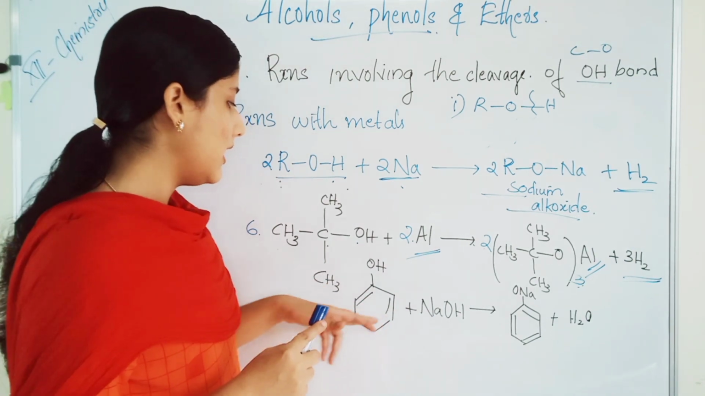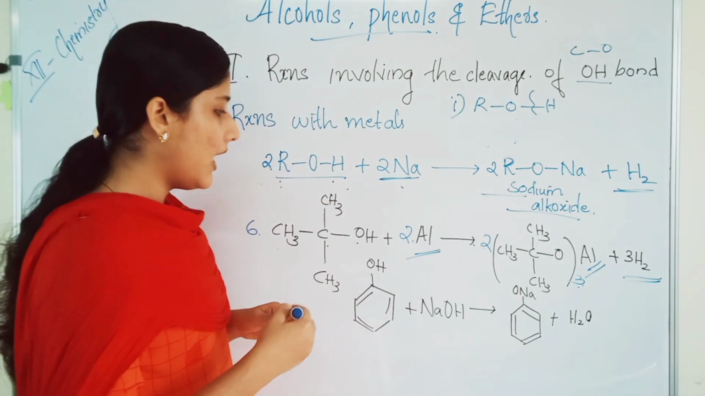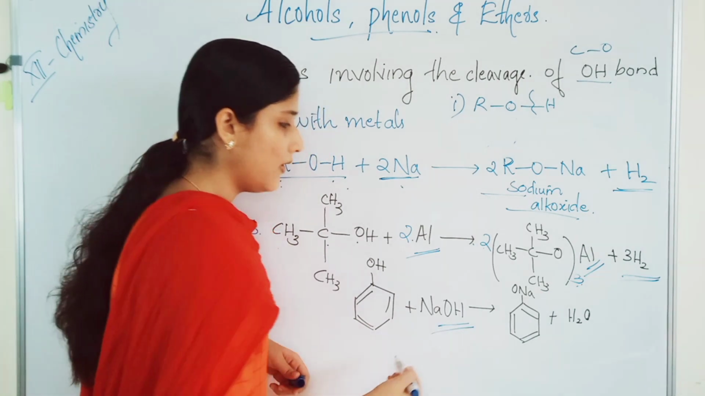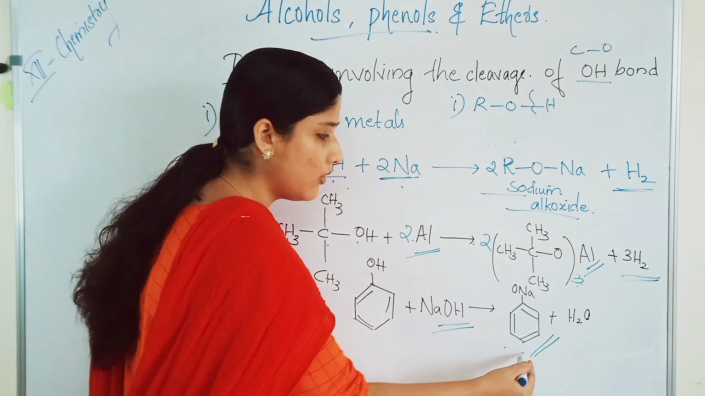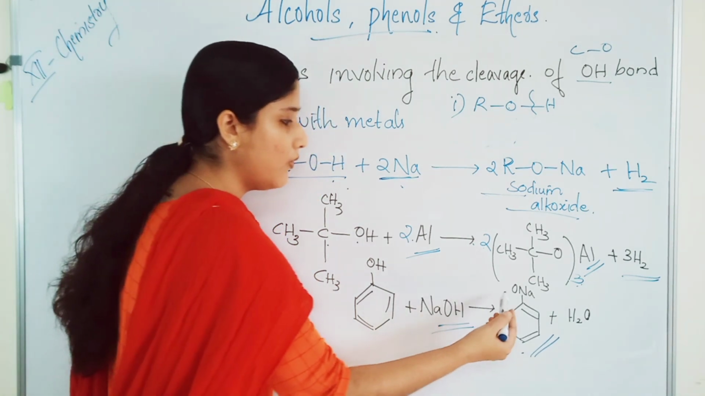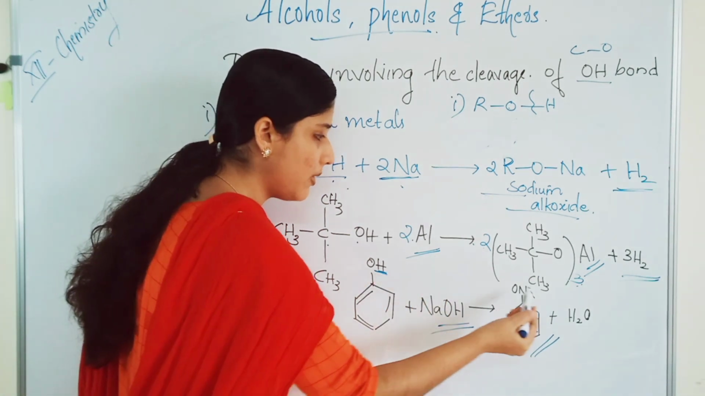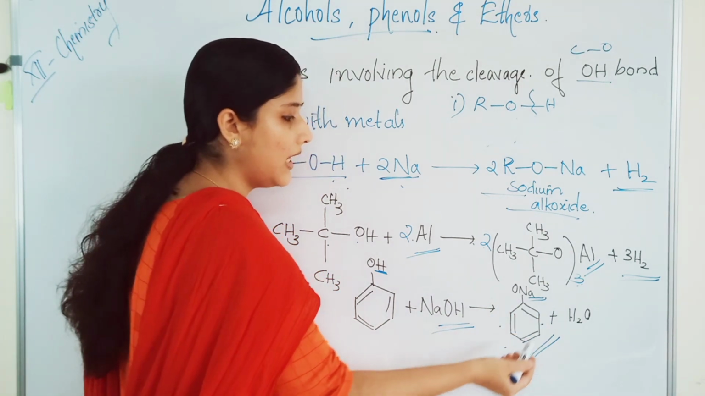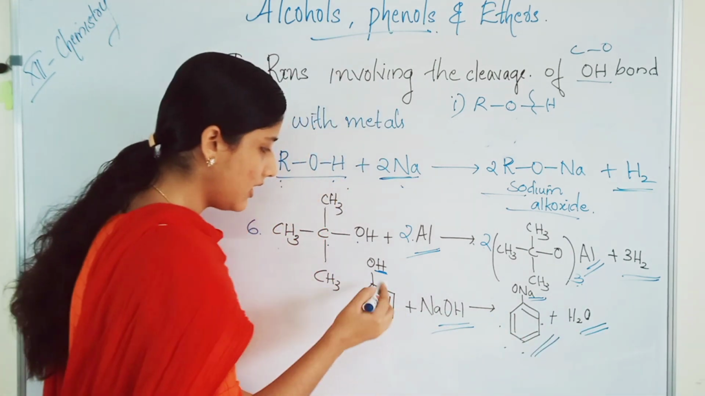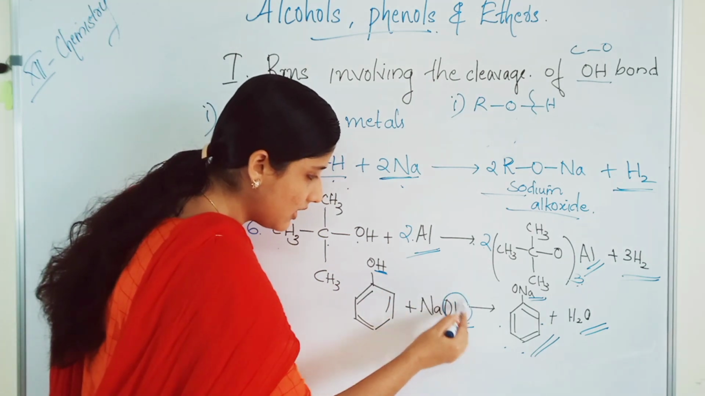Similarly, phenols also react with sodium hydroxide. If to phenol we add sodium hydroxide solution, we will get sodium phenoxide, because it is a phenol. The hydrogen will be replaced by the sodium metal. So you will get sodium phenoxide plus H2O, because here water elimination takes place.